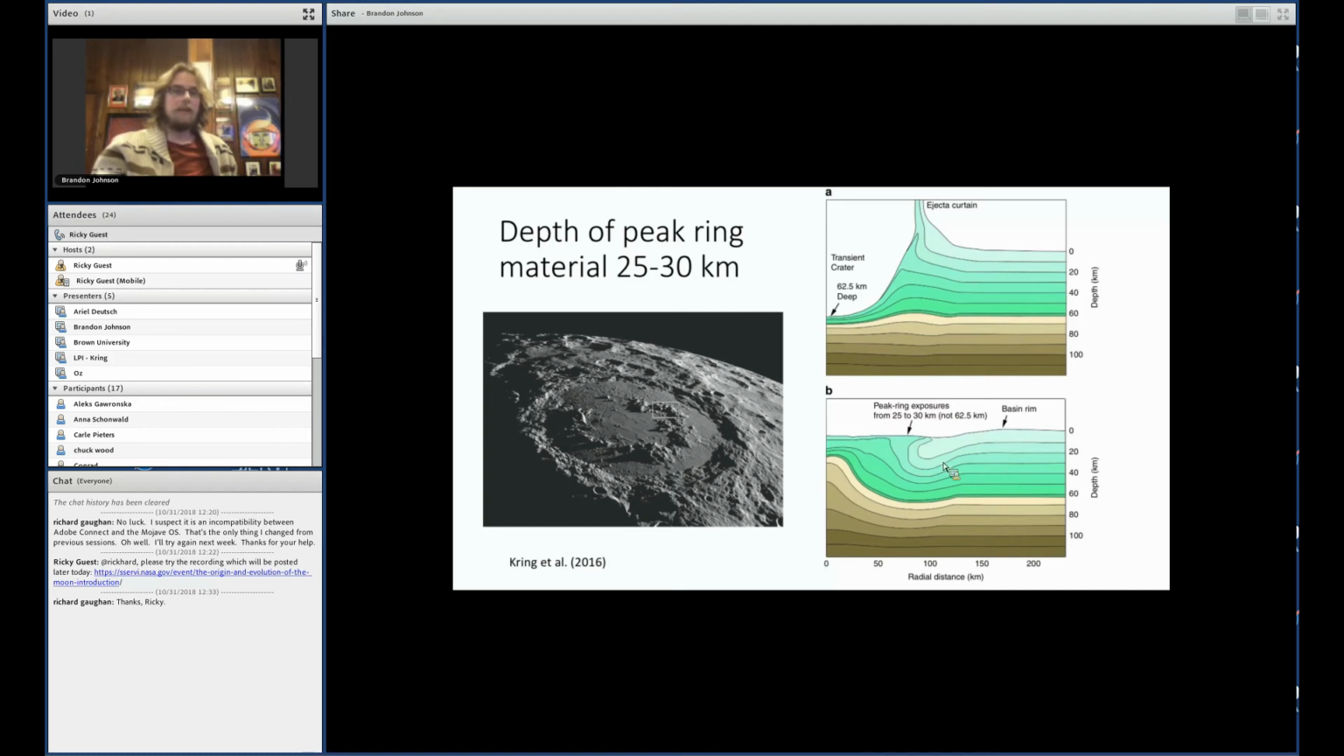But what they found is essentially that the depth of origin of this peak ring material should be about 25 to 30 kilometers deep, and that seems to be consistent with our understanding of what we might expect to see for the composition of the lunar crust at those kinds of depths. And so not only does this give this consistent story, but it tells you if you want to learn about the interior of the moon, these basins and their composition are a good way to get at that.